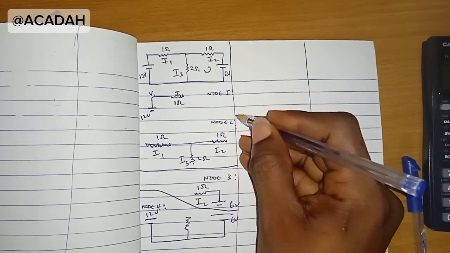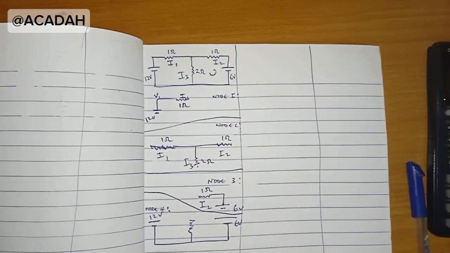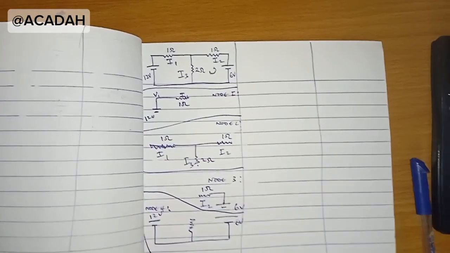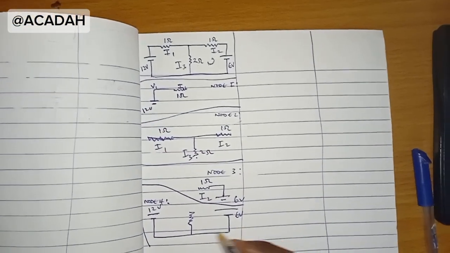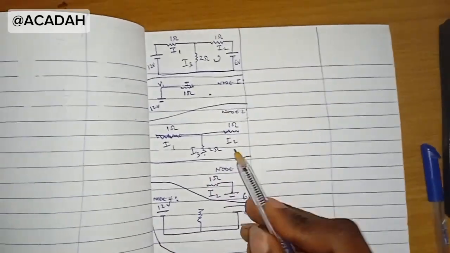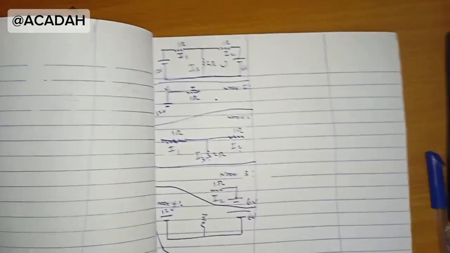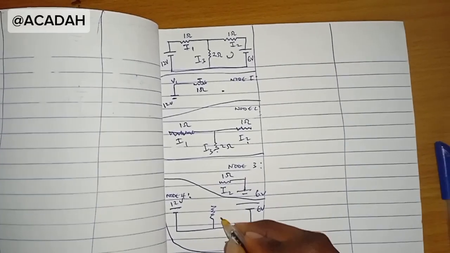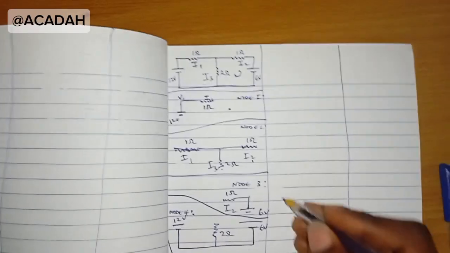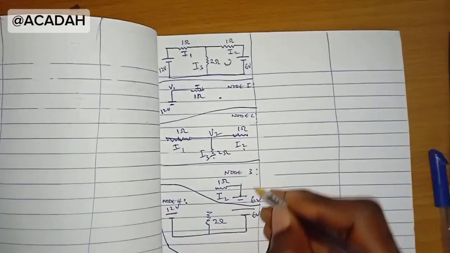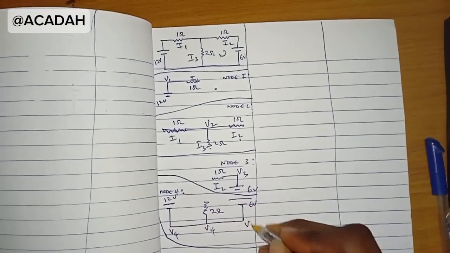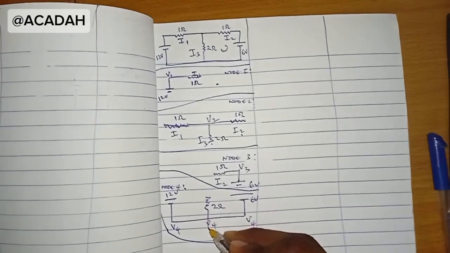Node 2. I'm trying to make you see it. So see, this is going to be node 1, node 2, node 3, node 4. So this is the 2 ohms here. Let's label it. This is V1 because it's node 1, V2, this is V3. Everything here is V4, because it's in node 4. This will form our reference.